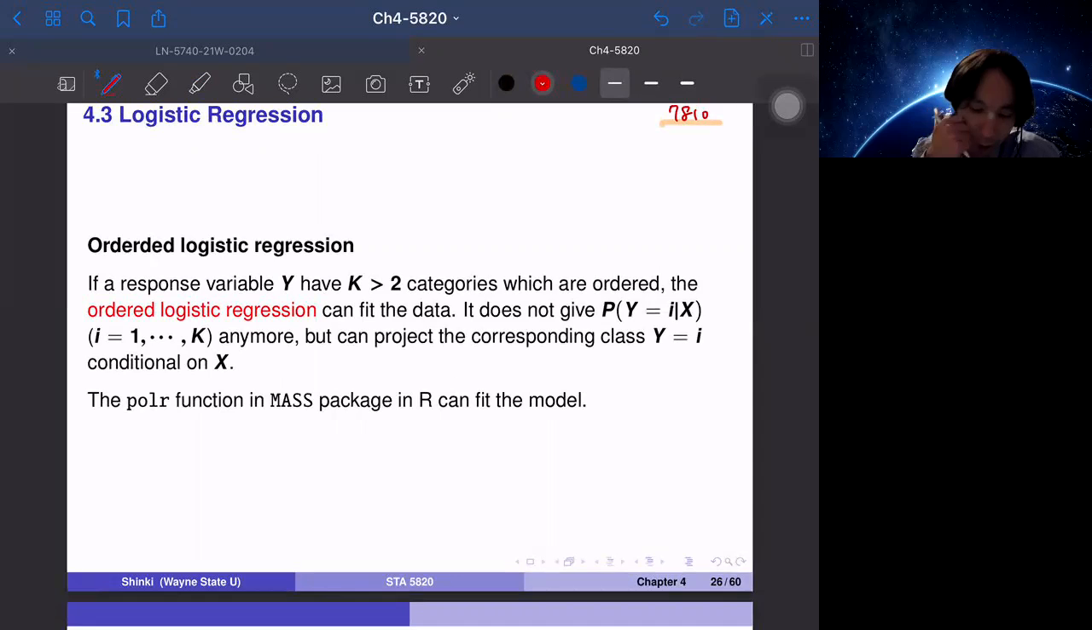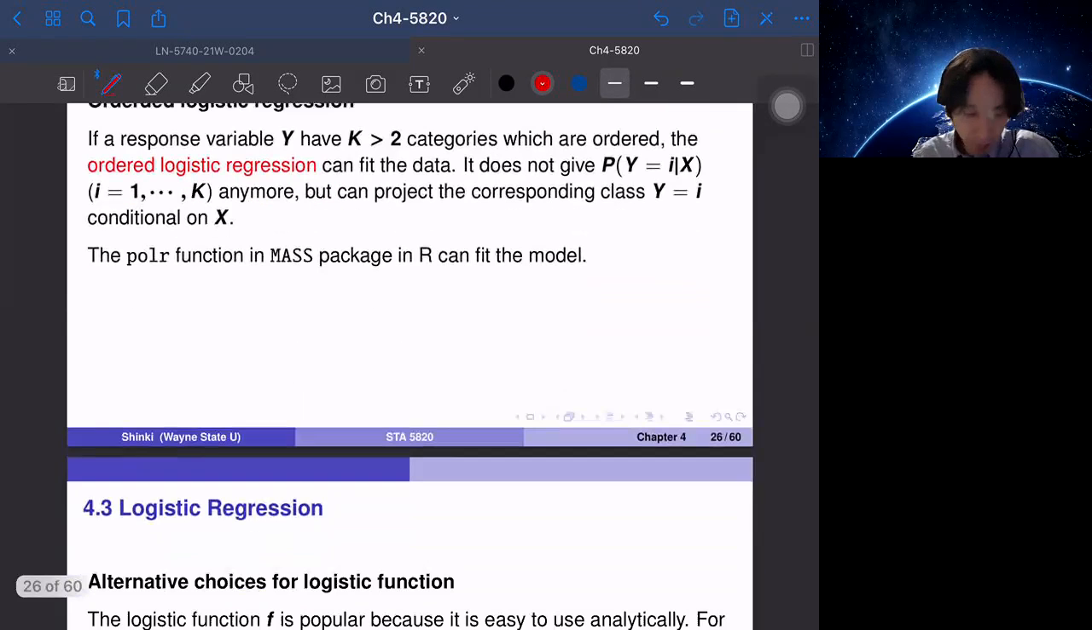And ordered logistic regression. Here we think about the case that we have more than 2 categories, but those categories are ordered. For example, the movie rating, a scale of 1 to 5, where 2 is better than 1, 3 is better than 2, 4 is better than 3. So it's ordered, and in such a case we have additional structure, so we have to use different methods than multinomial regression.